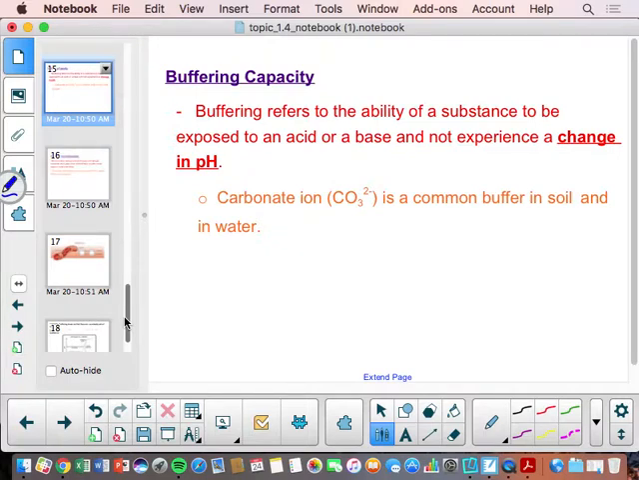A buffer refers to the ability of a substance that's exposed to an acid or a base to not experience a change in pH. So if I put an acid on your skin, if you had something on there that was basic, it would make it so that the pH of your skin didn't change. Carbonate is a common buffer in soil and in water. And that's what we were talking about the other day. Remember how all the prairies has a really good buffer?